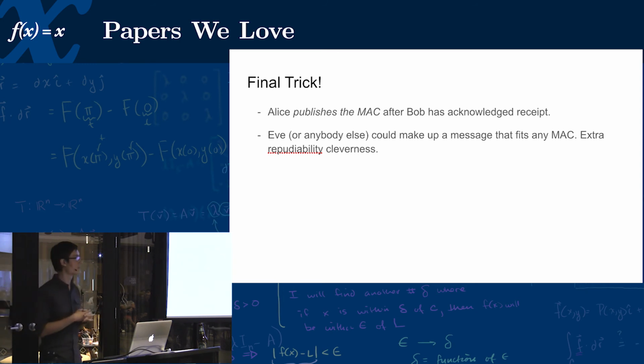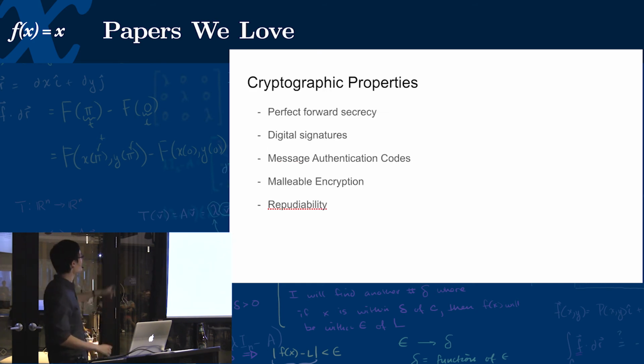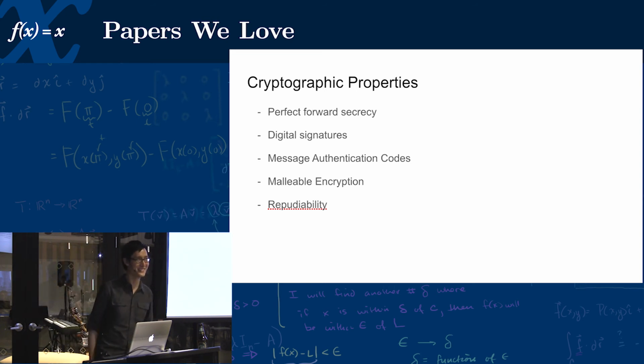Let's hit that last slide and then open up for more general questions. The last slide is all the properties that we went over. So perfect forward secrecy, cool. Signature, cool. MAC, cool. Malleable encryption. I didn't actually say this, but that's a stream cipher thing where you can actually forge stuff. And repudiability. So, thank you.